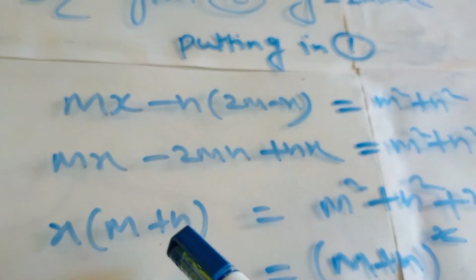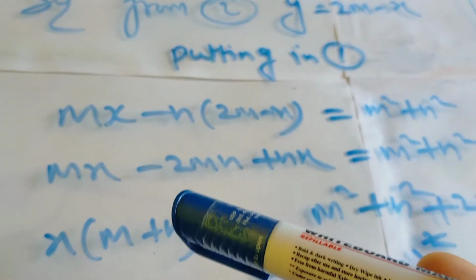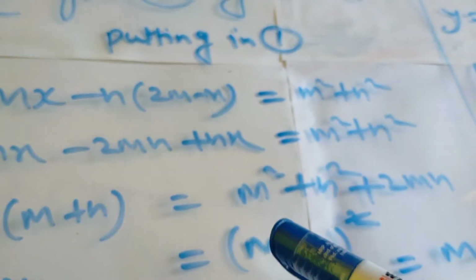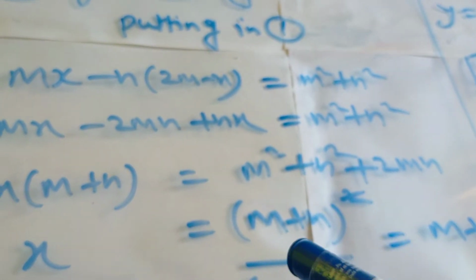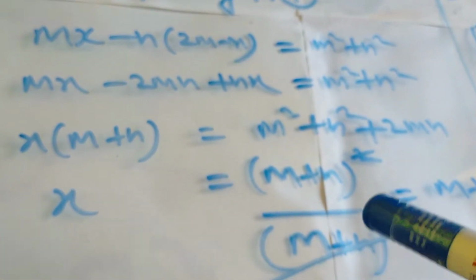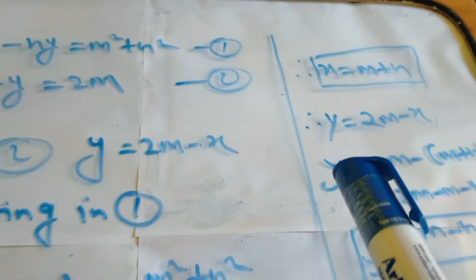mx minus 2mn plus nx, because minus sign is here, minus minus plus. So it is equal to m square plus n square. Here this is the coefficient of x, this is the coefficient of x, so x is common, m plus n. This 2mn I shifted from left side to right side, so it has come m square plus n square plus 2mn. x is equal to m plus n whole square. This is the a plus b whole square formula, so m plus n whole square upon m plus n. This power has cancelled out, so the value of x is m plus n.